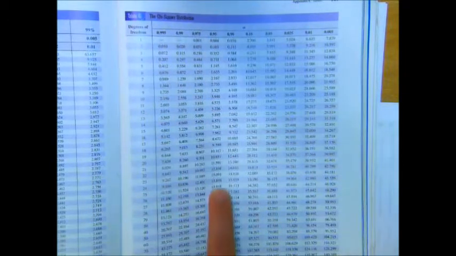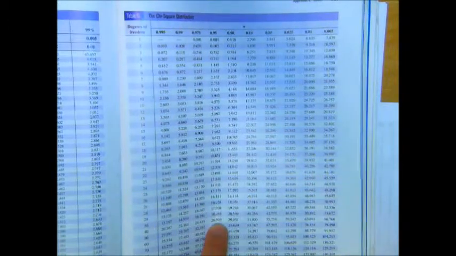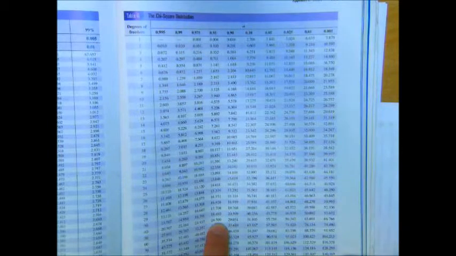Since our level of significance is 5%, we're going to use the 95% column. We go down to the 40 row for 40 degrees of freedom, and we see the number 26.509. Make sure that you can find this number in your books too, and that you understand why I went to the 95% column and the 40 row.